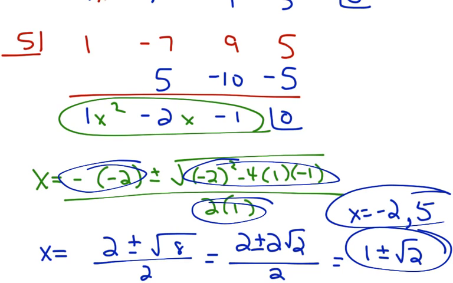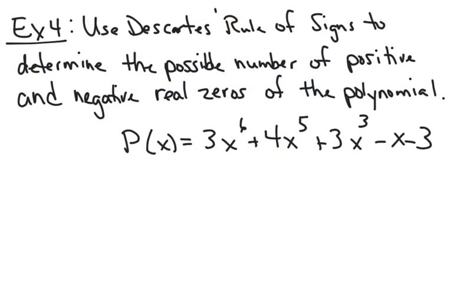By the way, all complex solutions come in pairs. The reason that happens is because of the plus or minus symbol in the quadratic formula.